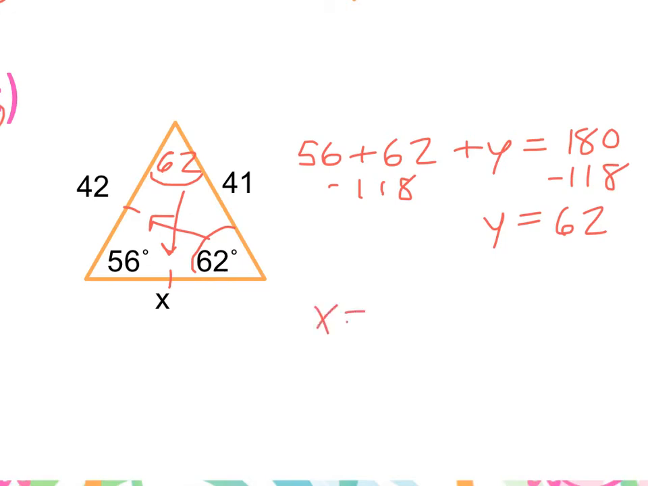So wait, how come it wouldn't be 41 and 62? Or 62? It doesn't have to be opposite. Because we had to find what this angle was in order to tell if it was an isosceles triangle or not. So we found that this angle is 62. So this angle is congruent to this one. So we know that the sides opposite of the congruent angles are going to be congruent. So 42 is congruent to x. So then we can set 42 equal to x.